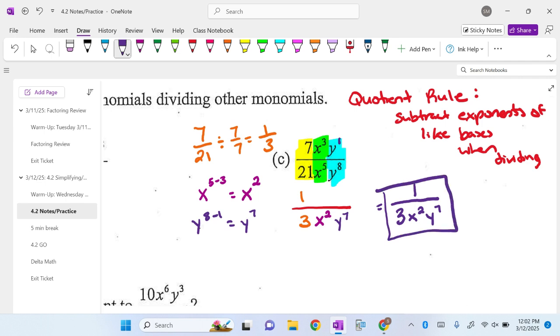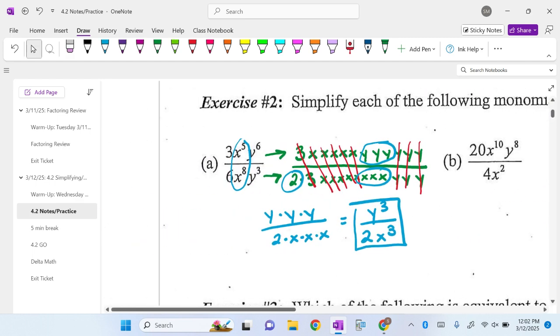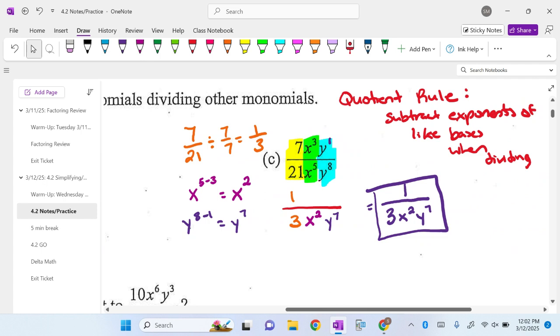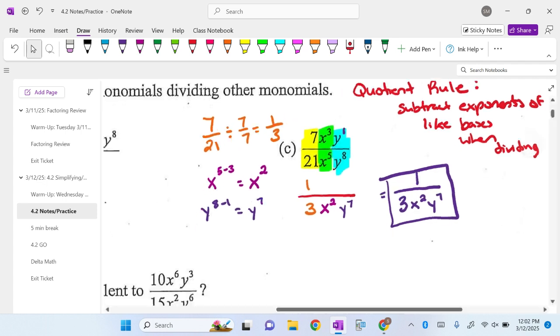So if you like separating into the factors, you can do that. You'll get the exact same answer as if you use the quotient rule. But that's only if you're dividing monomials or one-termed polynomials, meaning there's no pluses or minuses. If there's pluses or minuses, that's when we have to use our factoring rules. Any questions on dividing monomials by each other? Speak now, forever hold your peace. All right.